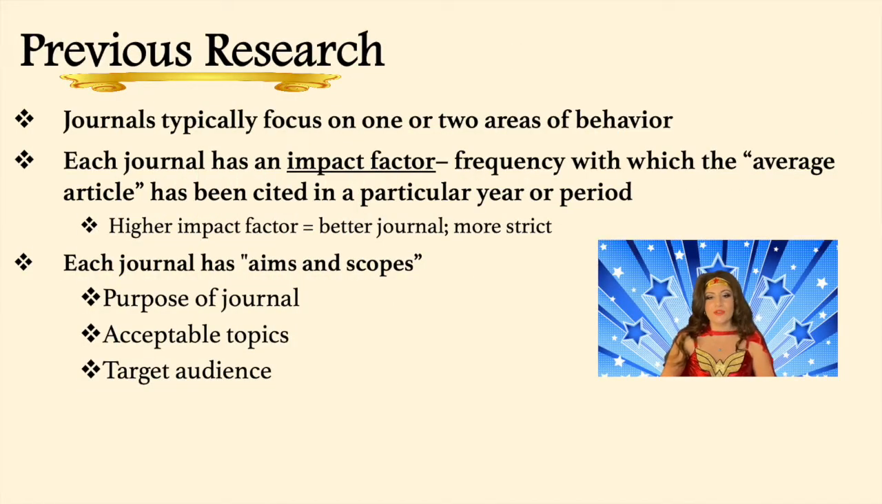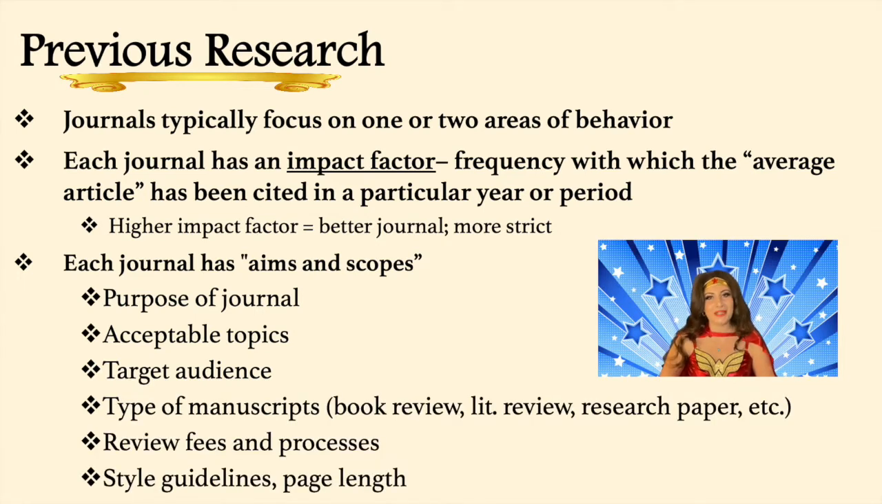The aims and scopes also show us the type of manuscripts that are acceptable for a journal. Manuscripts can include book reviews, literature reviews, empirical research papers, etc. So sometimes there are journals that focus strictly on book reviews. Book reviews could be of a self-help book, a textbook, etc. Anything related to the field, but in which the author is not talking about a research experiment that they conducted. What the author does write about is a review of a particular book. So book reviews are definitely a type of manuscripts that are accepted to specific journals.